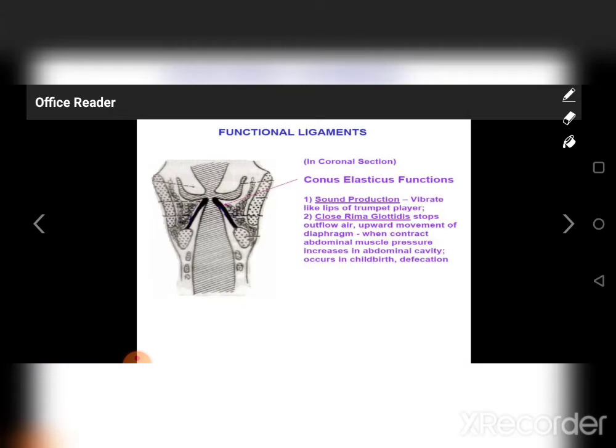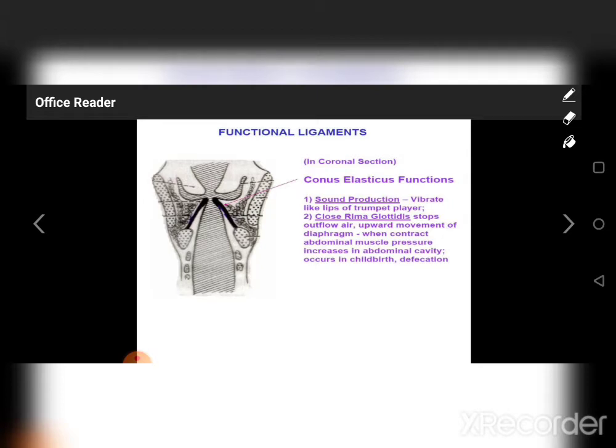So the functions of the conus elasticus: first is the sound production. It vibrates the lips of the trumpet player. Then it also closes the rima glottidis, stops the outflow of air. Upward movement of the diaphragm when it contracts the abdominal muscles increases pressure in the abdominal cavity.